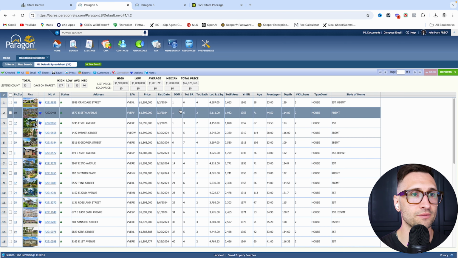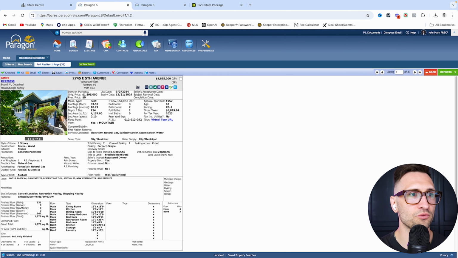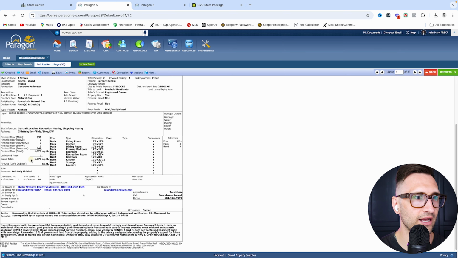So if we can get as close to the median price point as possible, let's go with this one here, 2745 East 5th Avenue. So this one is located in Renfrew, Vancouver East. It's a 67-year-old home. It has just been listed on the market for 1.895 million, just over a 4,000 square foot lot. Mountain views here, 3-bedroom, 2-bath, and let me see, 1,878 square feet. And it does have a suite, so it has two kitchens here.